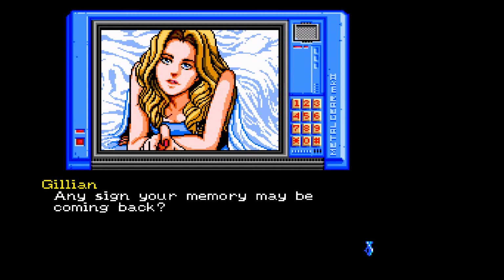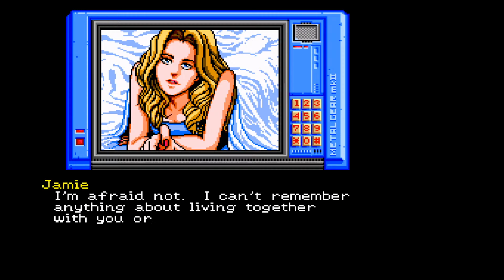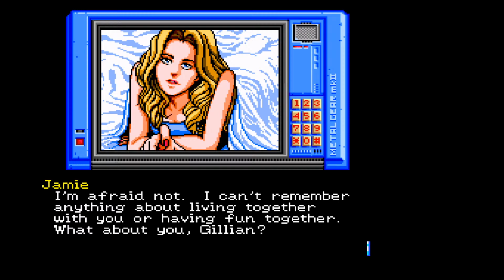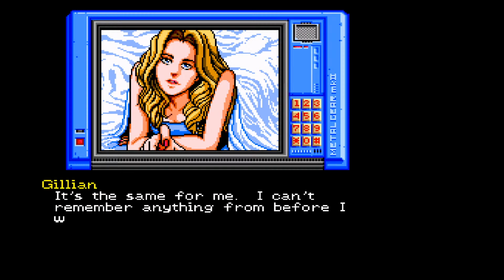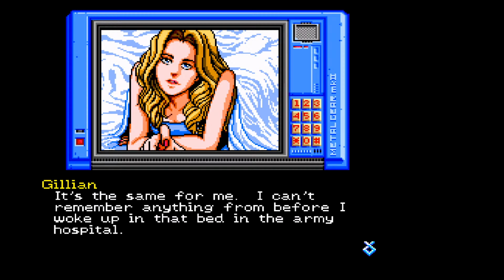Any signs your memory may be coming back? I'm afraid not. I can't remember anything about living together with you or having fun together. What about you, Gillian? It's the same for me. I can't remember anything from before I woke up in that bed in the army hospital.